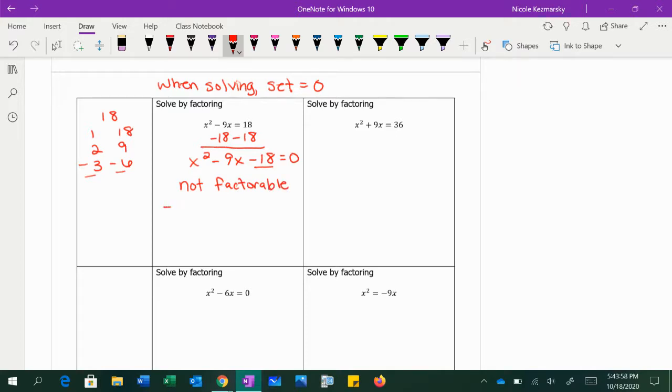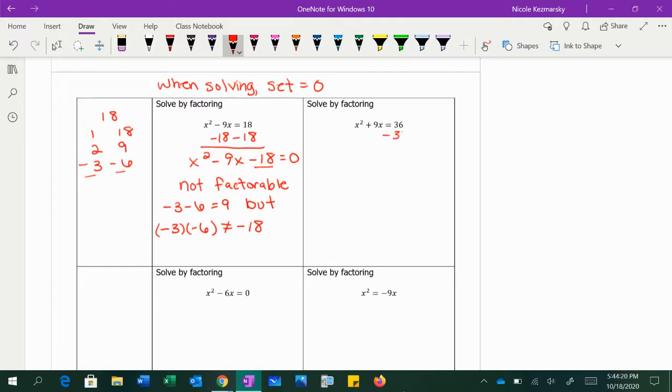And I'll write down here -3 minus 6 equals -9, but -3 times -6 does not equal -18, and both have to happen in order for this to work. Let's do the next one and see if it does work.